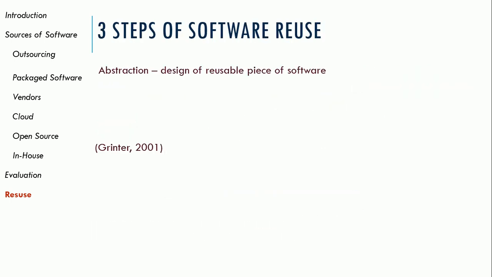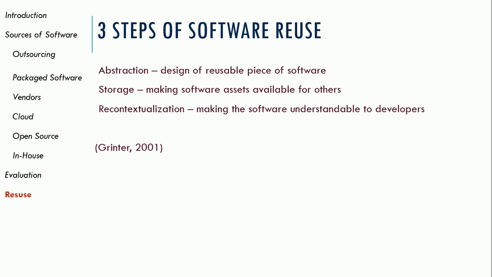There are three steps: abstraction, storage, and recontextualization. Abstraction is the design of the reusable piece of software. Storage is how you make these reusable components available to other people in the organization. And recontextualization is a fancy way of saying making sure that you have documentation and that the structure of the program and the components is such that it's easy enough for somebody else to reuse.